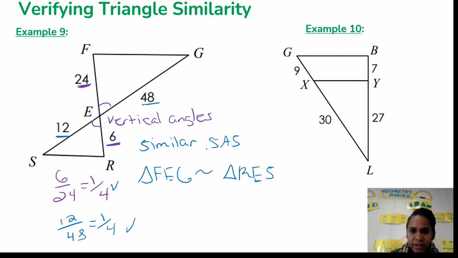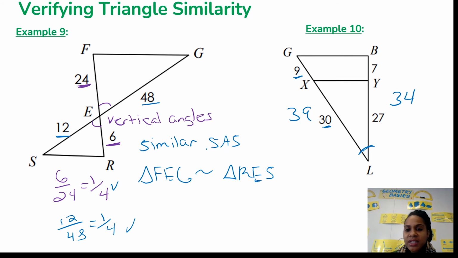All right, so now let's look at the second one here. So we have a triangle within a triangle. So this side here would be 39, side GL. Side BL would be 7 plus 27. That's 34. So I'm just adding these two to get the size of that larger triangle. All right, we already have an included angle here. So those two angles are congruent because these two triangles share an angle.